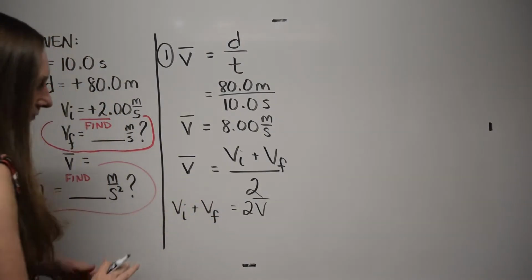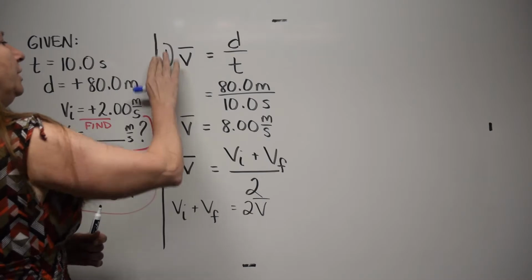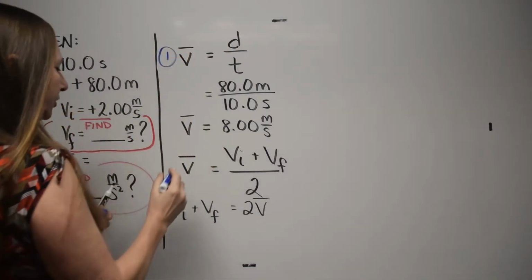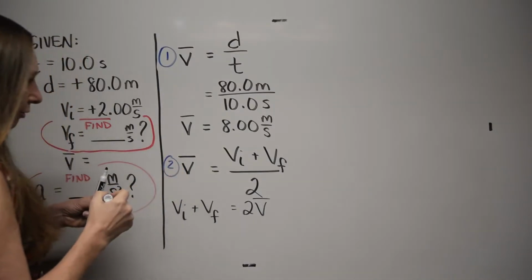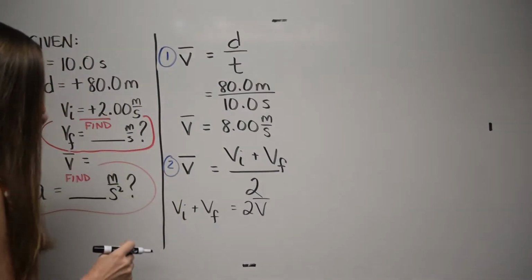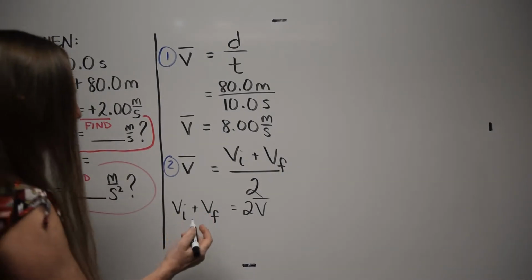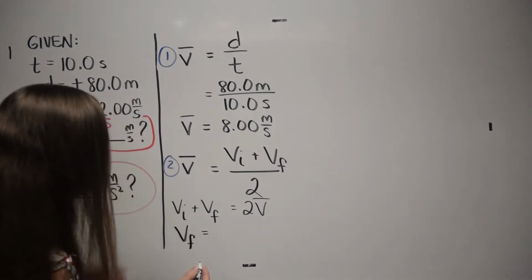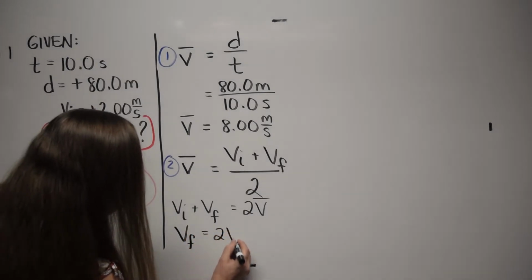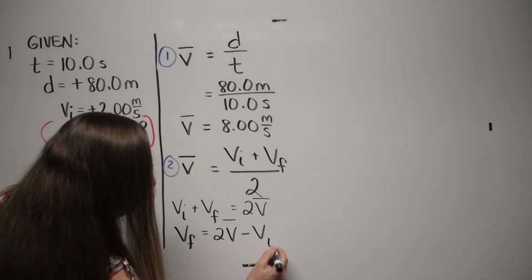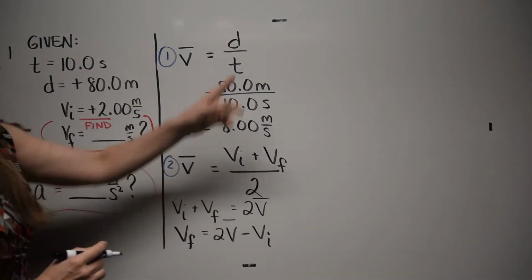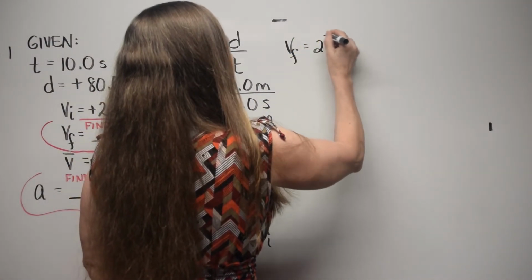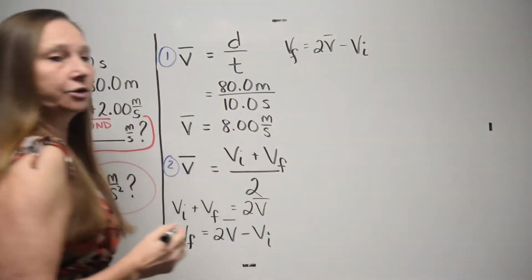And actually, if we're going to number the equations, let's do it in blue so we don't have too many numbers all over the place. This was the first equation that we used. This is the second equation that we're using. Now, we're trying to find V final, so I'm going to subtract V initial from both sides. The equation we'll be using: V final equals 2V average minus V initial. Let's bring that equation up here and use it.